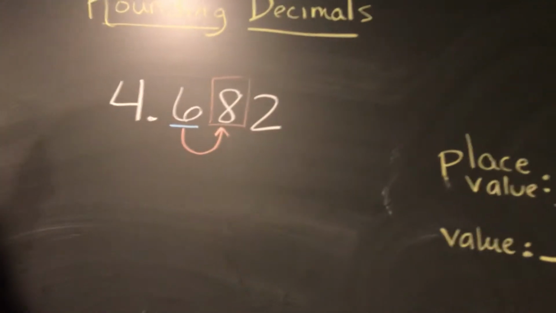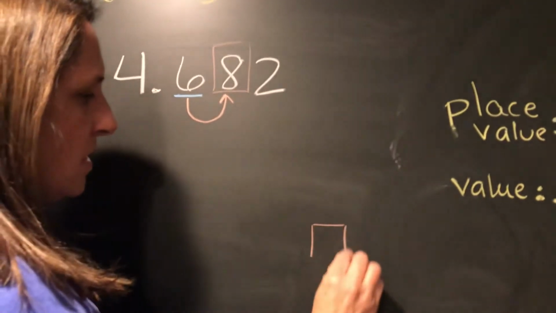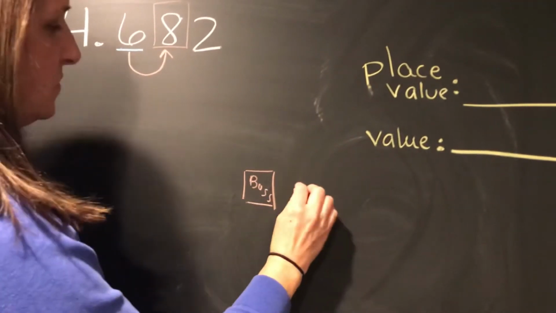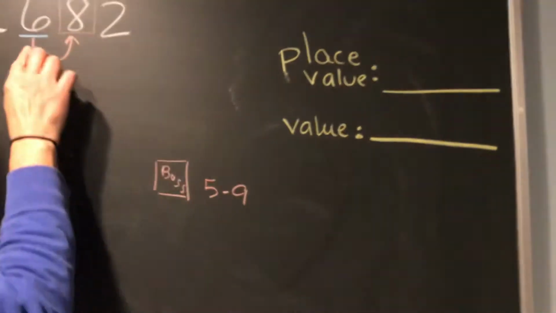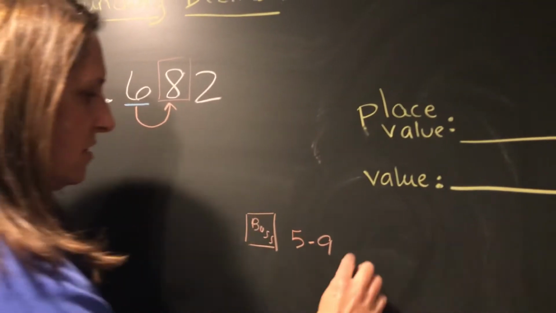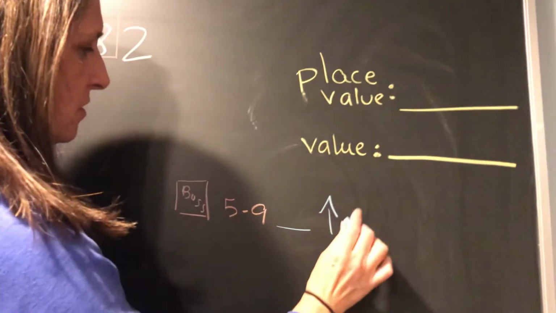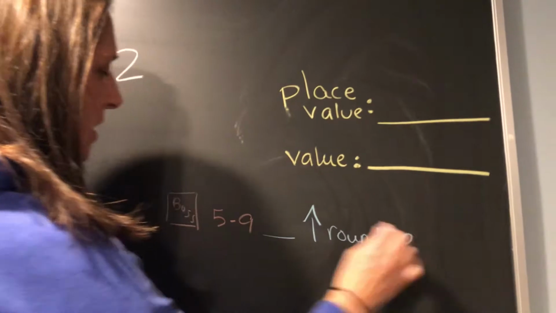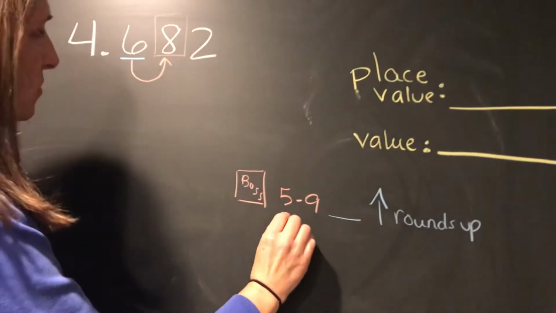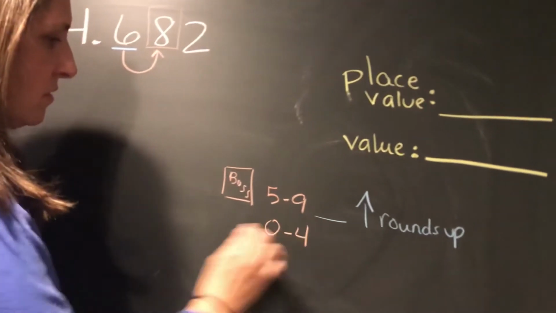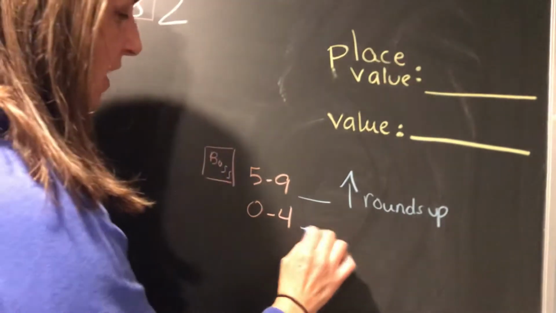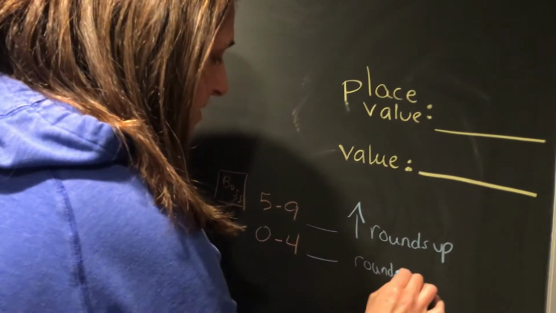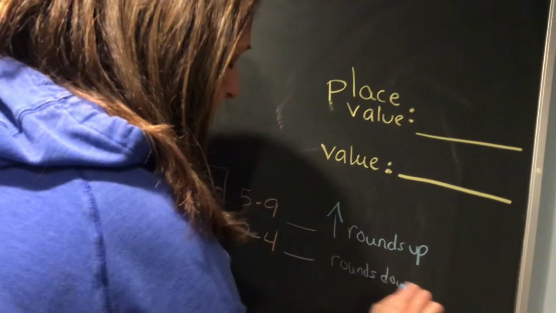All right, so here are the rules. If the boss is between 5 and 9, the underlined digit rounds up. If the boss is between 0 through 4, we say 4 or less, it rounds down, which means we let it rest. So it stays the same.